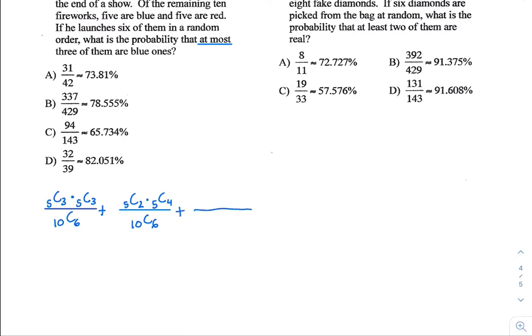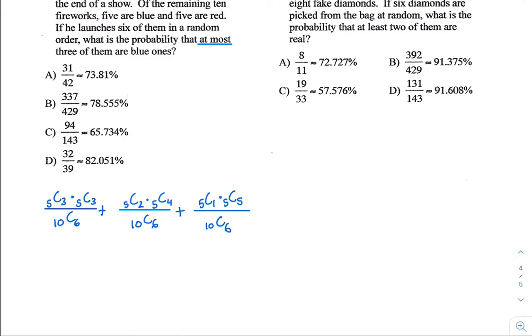Okay, continuing on, total. Now, this scenario, if he launched 3 blue and 3 red. This scenario, if he launched 2 blue and 4 red. Now we need to do another case where if he launches 1 blue, that means he launched 5 red.